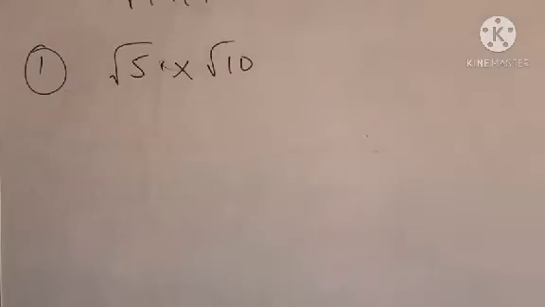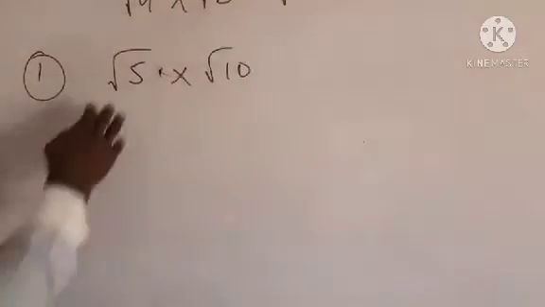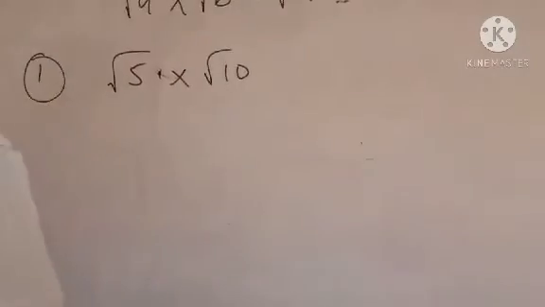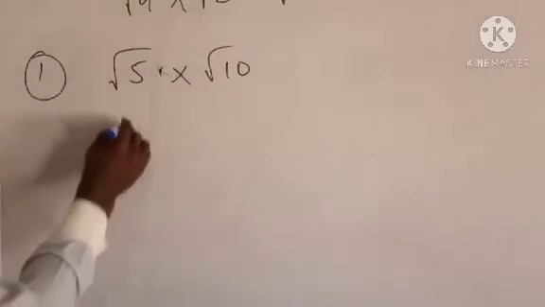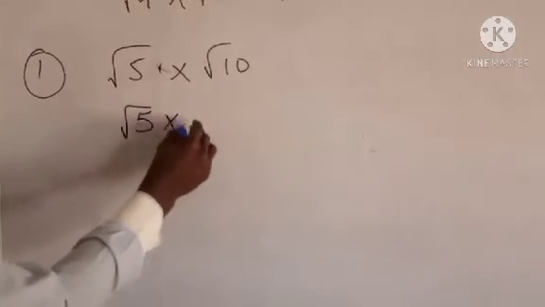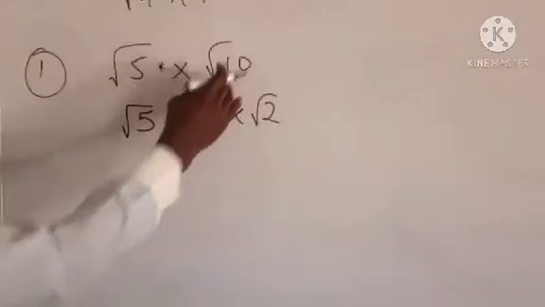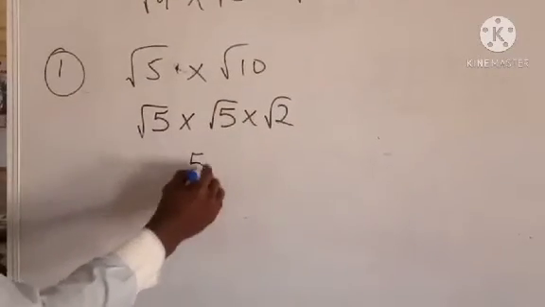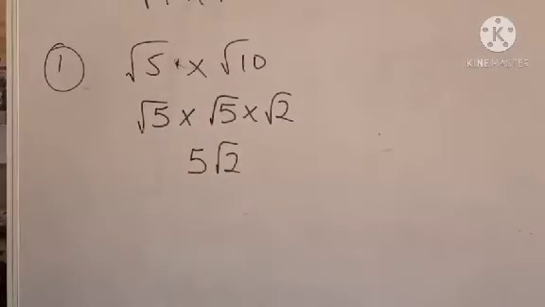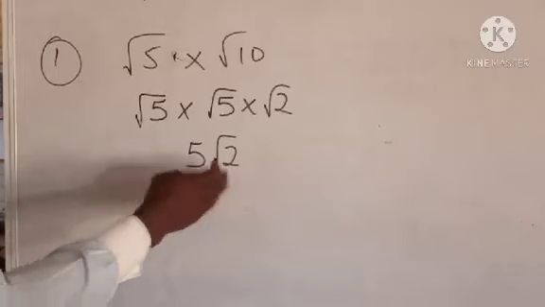So for multiplication, our rule as stated, the first example is root 5 times root 10. So to carry out this, all you need to do is simplify root 10. That gives root 5 times 10, which is root 5 times root 2. So root 5 times root 5 gives 5 root 2. When you simplify root 5 times root 10, all you have is 5 root 2.